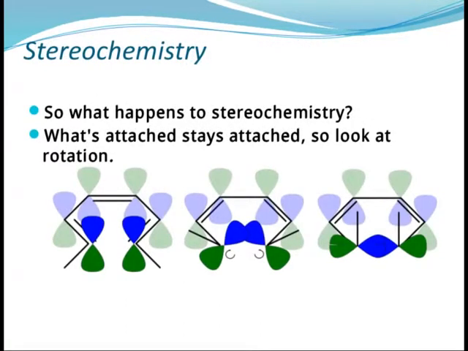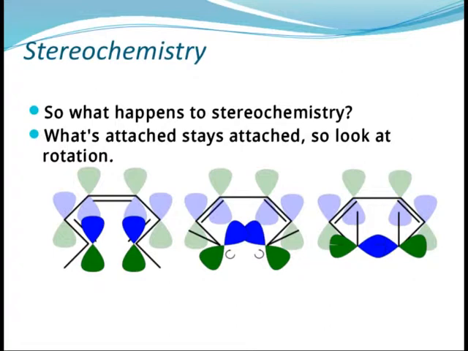So what happens to stereochemistry? Well, it's just one molecule in the reaction. There's nothing coming in or nothing leaving. So what's attached stays attached. So in order to know whether your substituents go up or down, or cis-trans, you have to look at the rotation, which, as we've seen, depends on the reaction conditions.